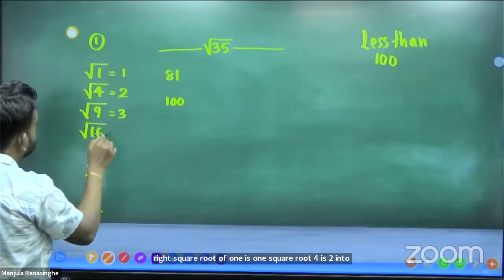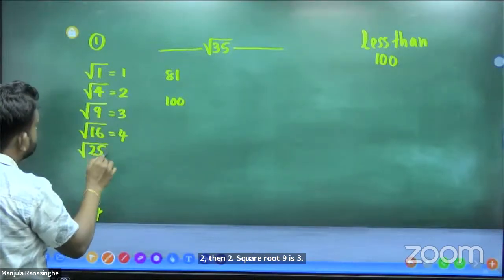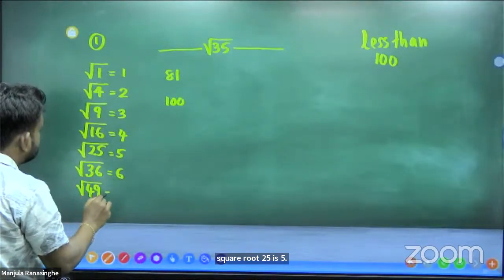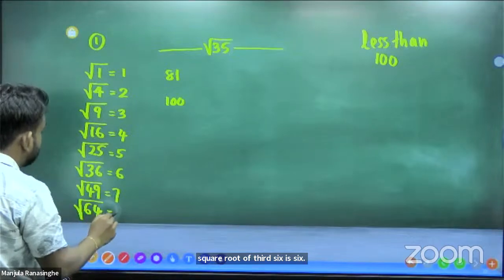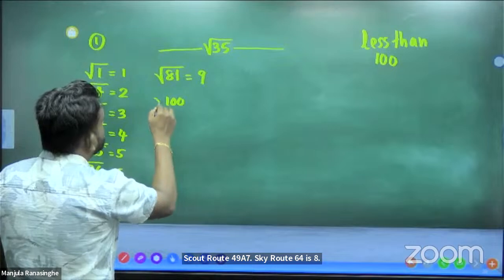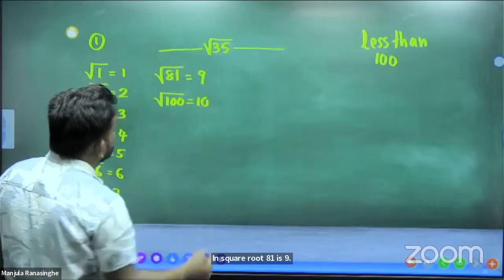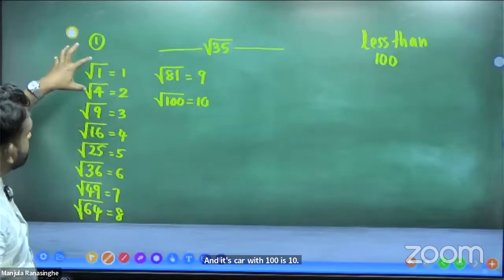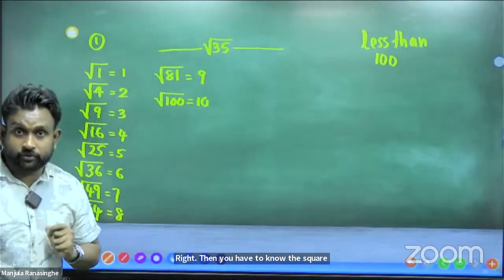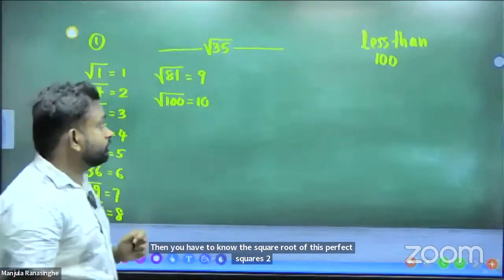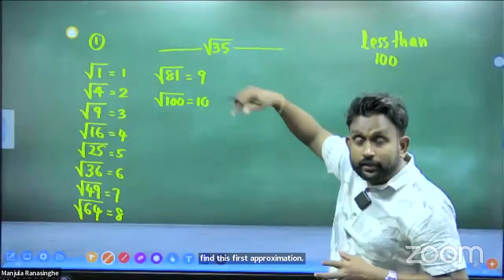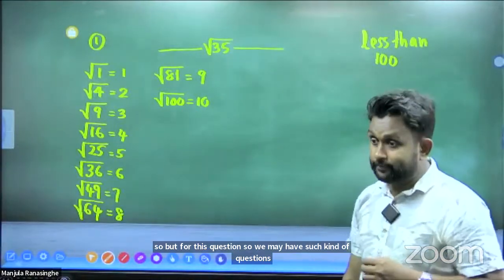Square root of 16 is 4. Square root of 25 is 5. Square root of 36 is 6. Square root of 49 is 7. Square root of 64 is 8. Then square root of 81 is 9, then square root of 100 is 10. Right. Then you have to know the square roots of these perfect squares to find this first approximation. We may have such questions in the upcoming quizzes, right?